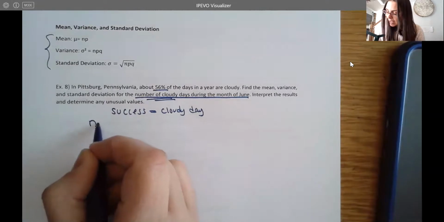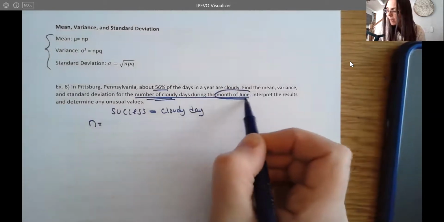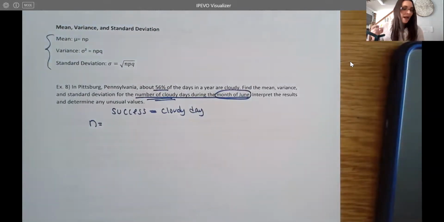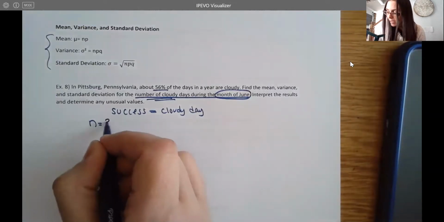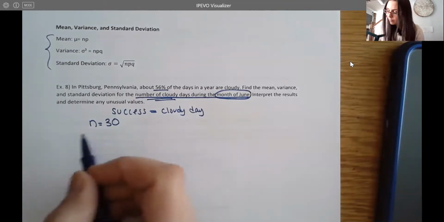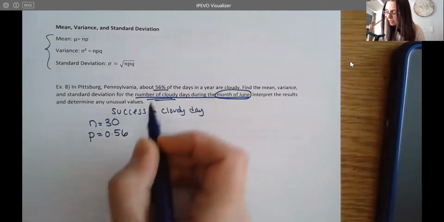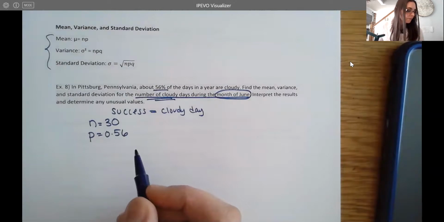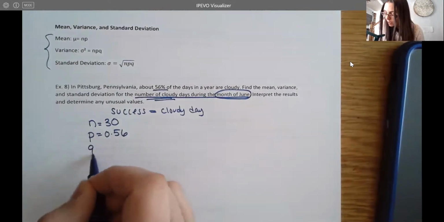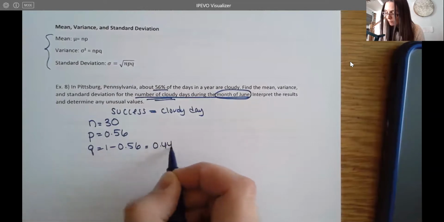So our first thing is N. How many trials do we have? Now it's not very clear here how many times we're doing this, but notice that it's for the month of June. So how many days are in the month of June? Well, there's 30 days. So N here is 30 because we're looking at 30 days. Our P here is 0.56, right? Because that would be the probability of a success. And then our Q here is 1 minus 0.56, so 0.44.